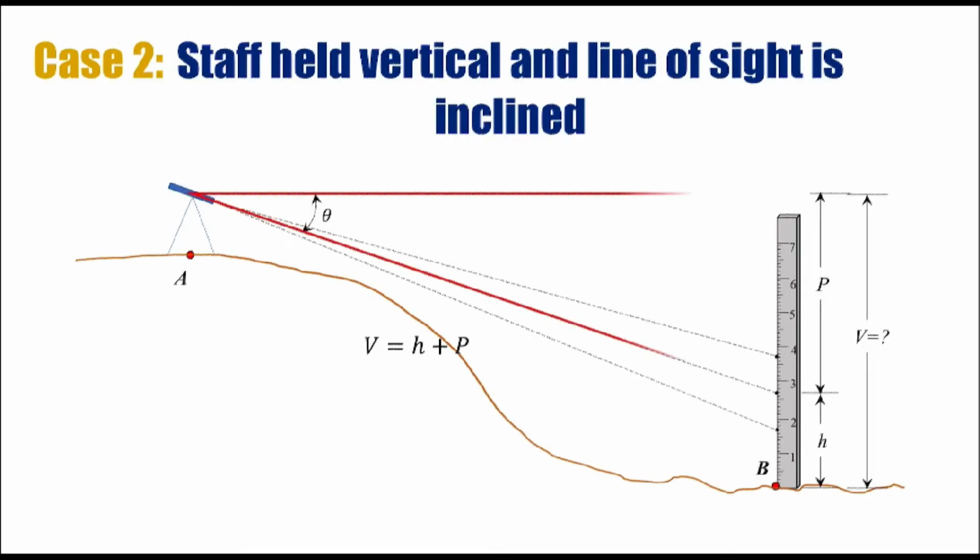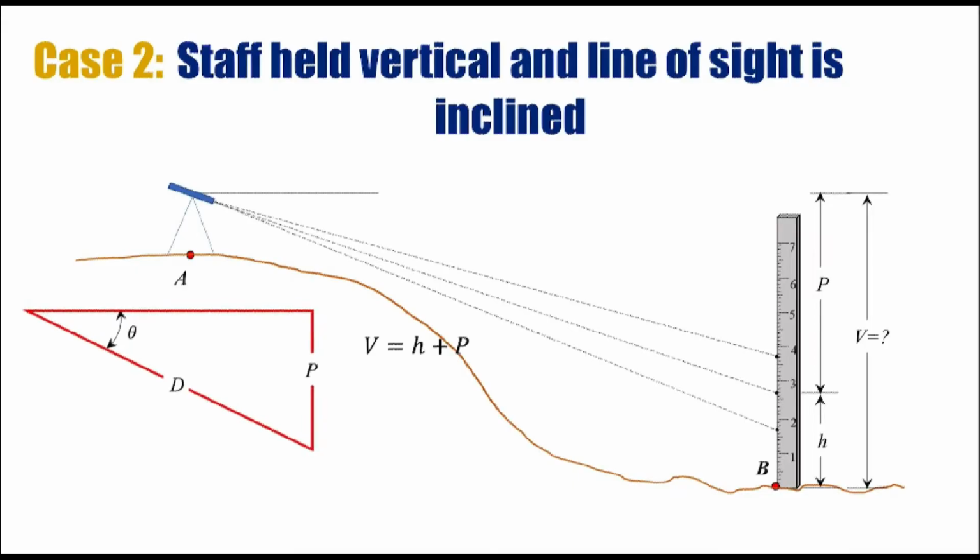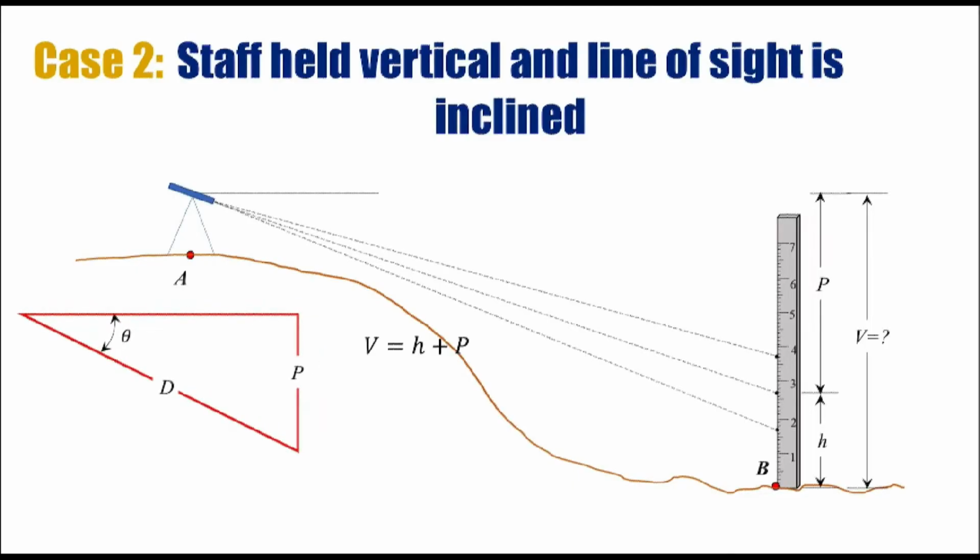For that we have to consider the same right angle triangle, and in that triangle the hypotenuse is d and the perpendicular is p. So in order to have a relationship between d and p, we need a trigonometric relationship that contains the perpendicular and hypotenuse, and that is sine theta. So sine theta is equal to p over d. By cross multiplying, we have p is equal to d sine theta.